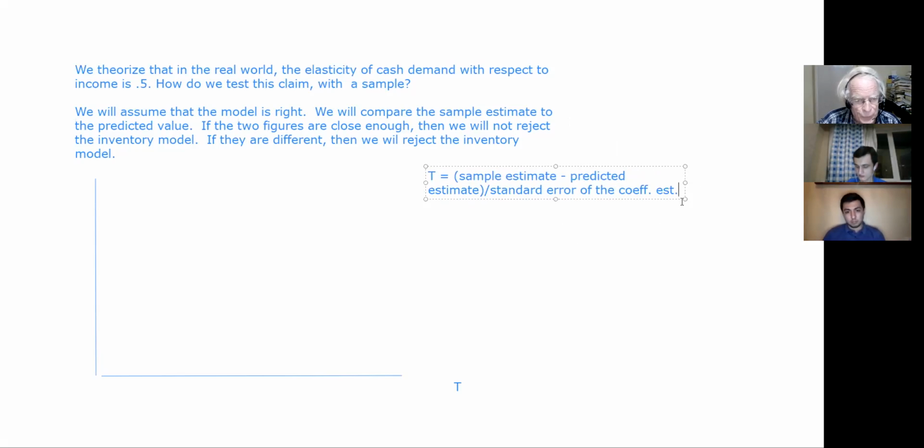So I hope that makes it easier to see. So if T is large in absolute value, then it suggests that our sample estimate is very different from our prediction of 0.5 in this case. There is more of a divergence than we really anticipated because of normal dispersion in sample values.